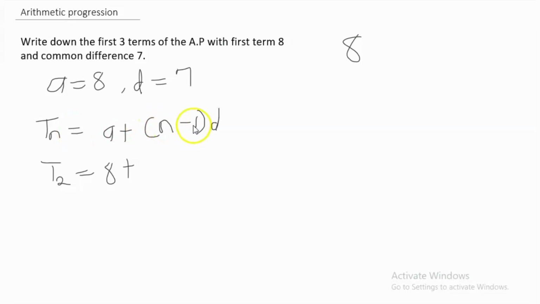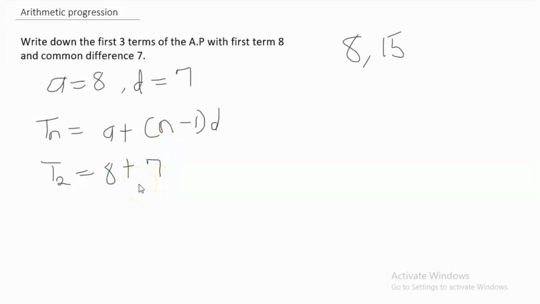So that will be 2 minus 1, and that will be 1. So no need to write 1, we can just write d. And our d is 7. So we have that sorted out. 8 plus 7 is 15. So we have that sorted. And that is our answer for the second term.